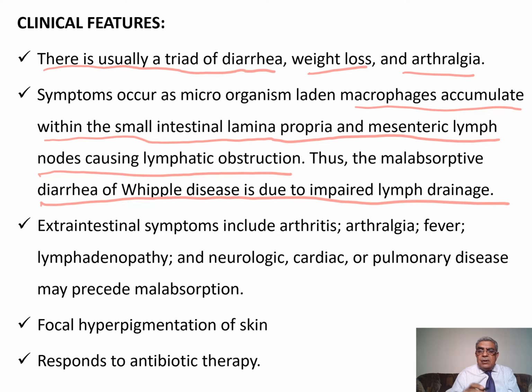Extraintestinal symptoms: arthritis, arthralgia, fever, lymphadenopathy, neurological manifestations, cardiac manifestations, pulmonary diseases, and these may precede malabsorption. Focal hyperpigmentation of skin, and this disease, that is Whipple's disease, responds to antibiotic therapy.